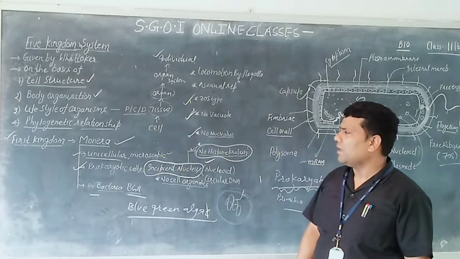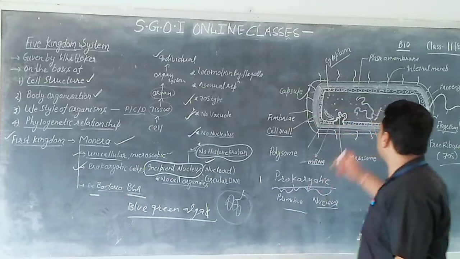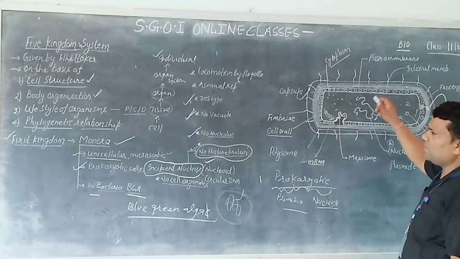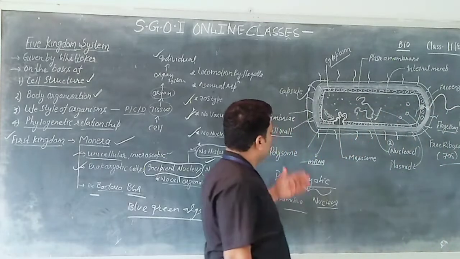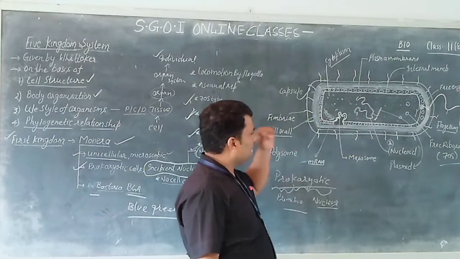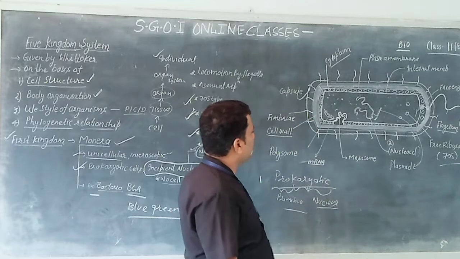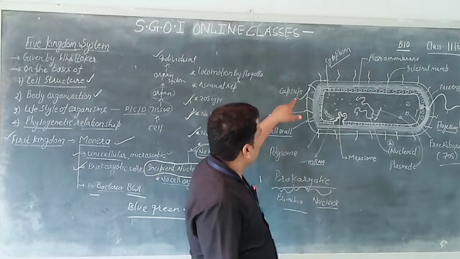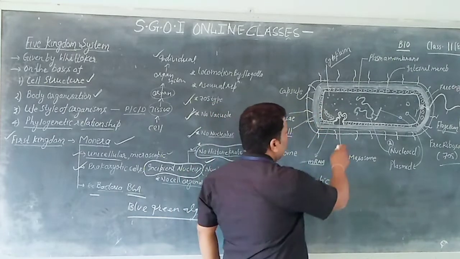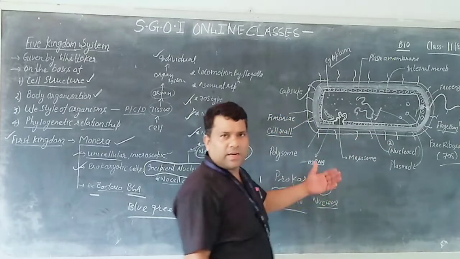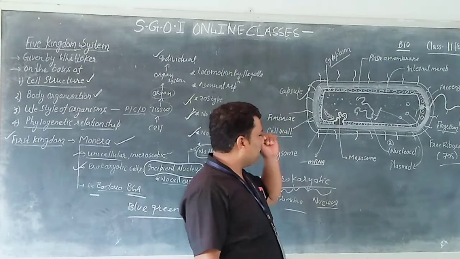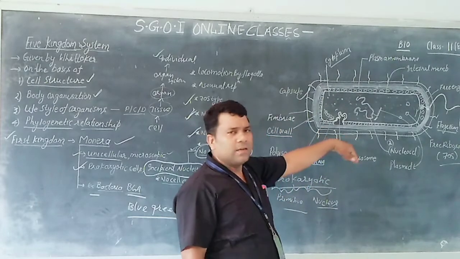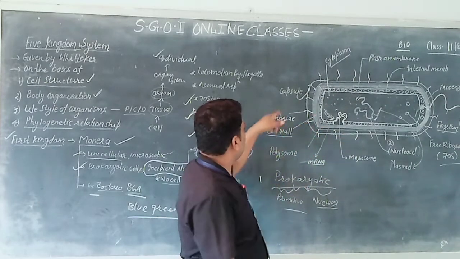Now here I am giving the structure of a particular type of cell, the prokaryotic cell. So listen here and look carefully. What is the actual structure of these prokaryotic cells? This is actually a cell of a bacteria, and this bacterial cell is covered by a type of slimy substance known as the capsule.